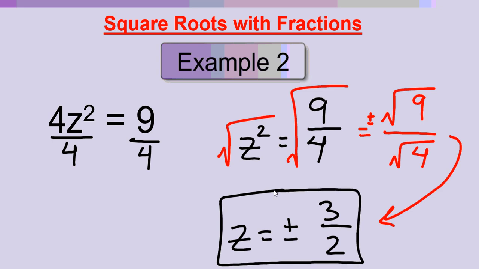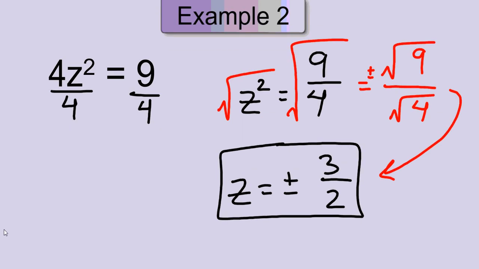If one of them wasn't a perfect square, like if this was 11 over 4, you would just want to work with decimals then and write what the decimal answer is. But if they're both perfect squares, then I would write it as plus or minus 3 divided by 2.